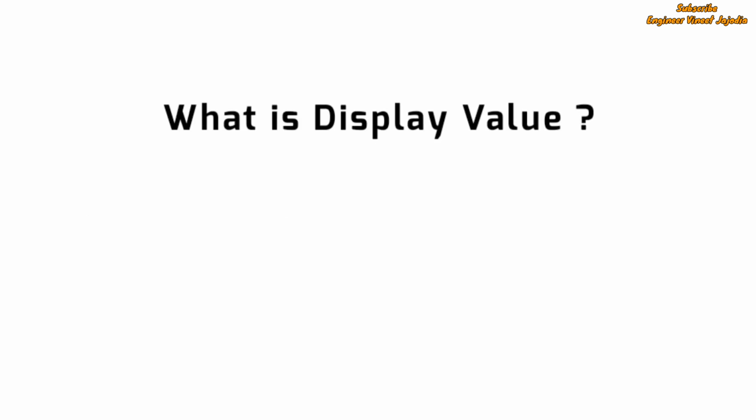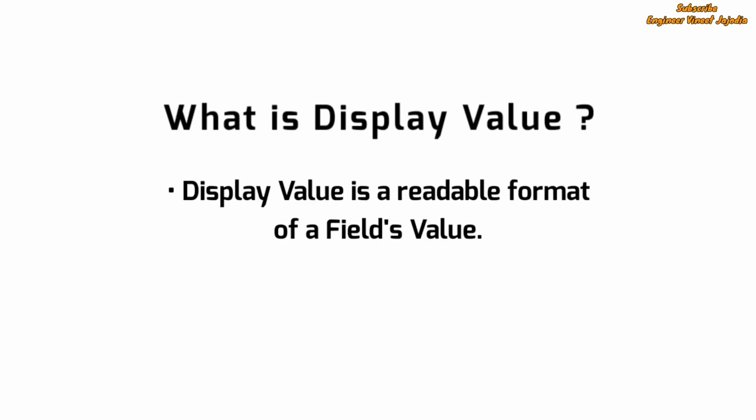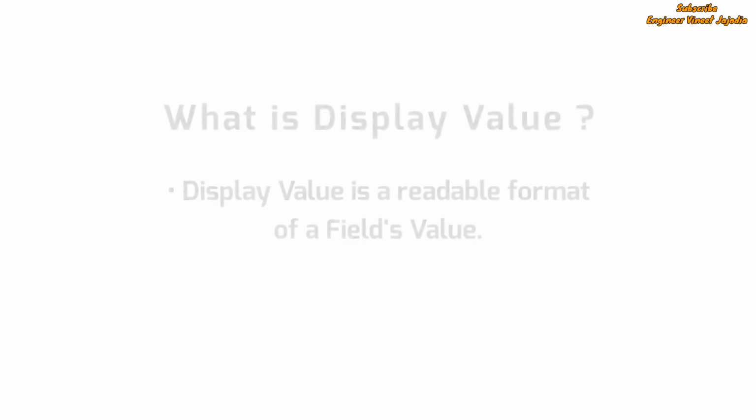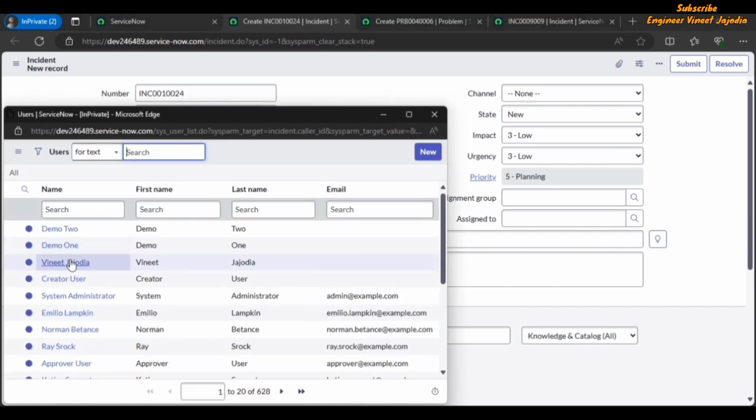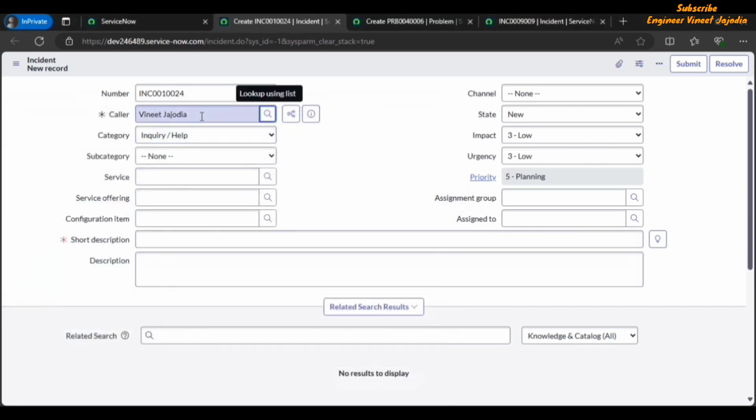What is display value? Display value is a readable format of a field's value. Let's see this with the help of an example. As you can see on the screen, we have an incident form open. And here we can see the caller field. Caller field is a type of reference field which is referencing the user table. If we select one of the users, you can see in the caller we have the user name. But actually the caller field is storing the sysID of the record.